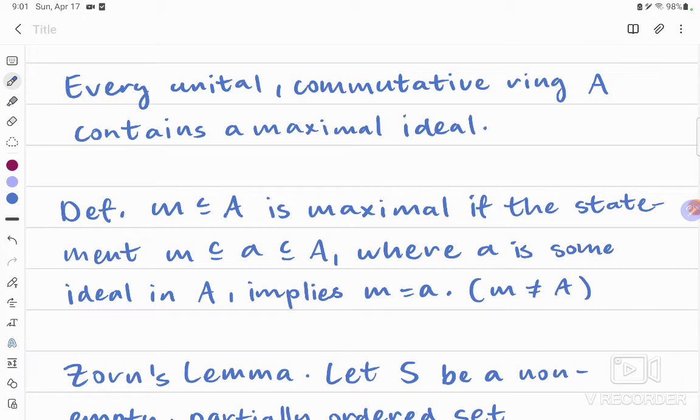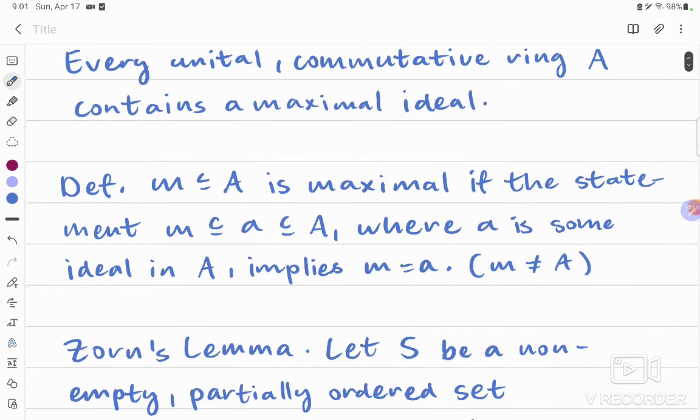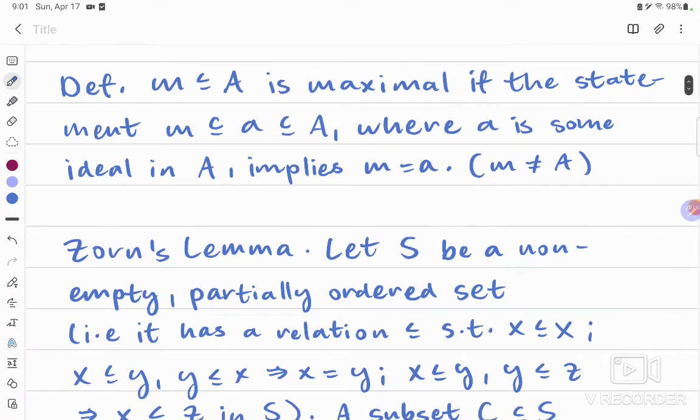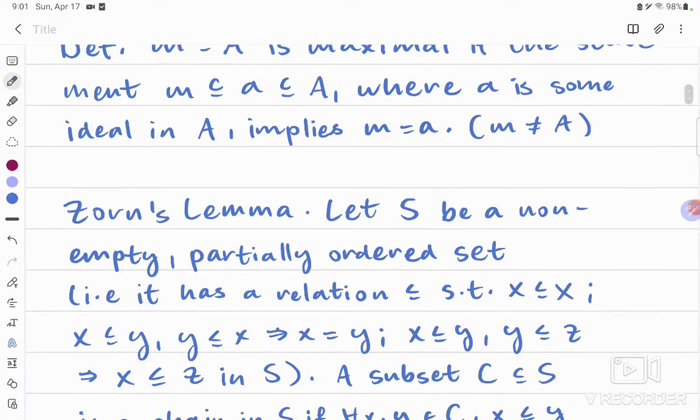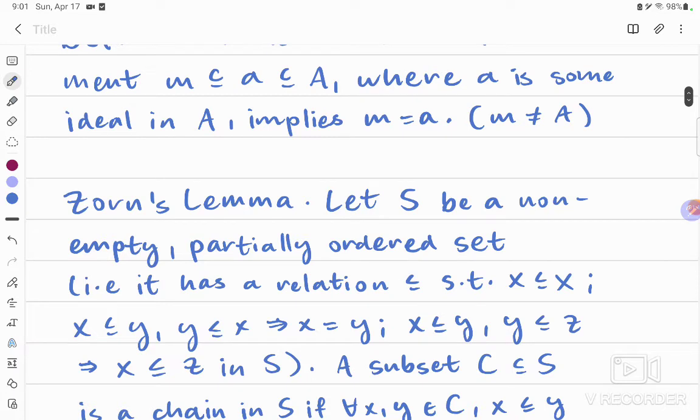And generally, to show maximality, it is a powerful tool to use Zorn's lemma. So Zorn's lemma is what we're going to use now to show this result, and we will briefly go over it here. It states that if you have a set S, which is non-empty first of all, and it's partially ordered, that is, if you can impose a relation which we call an order relation, and we might denote by less than or equal to, that satisfies these properties.